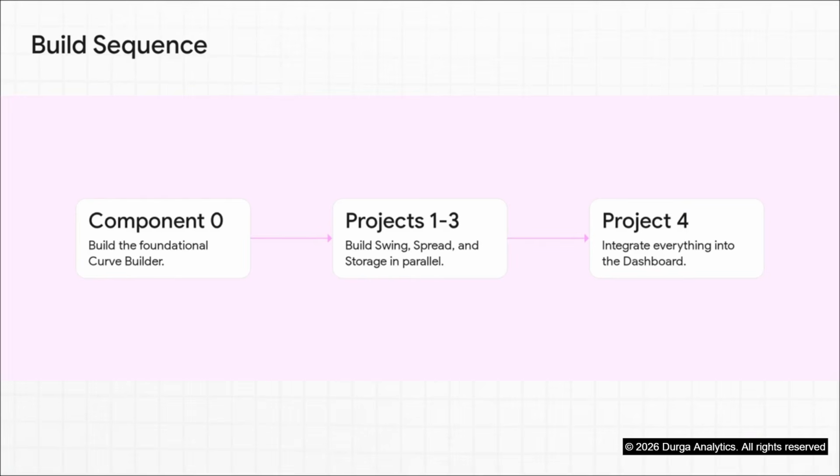First, we have to build component 0. Second, we can build projects 1, 2, and 3 in parallel-ish order because they're self-contained engines. They rely on component 0, but not on each other. And finally, step 3 is building project 4 to aggregate everything. This exact dependency chain is what dictates the structure of the rest of the course.